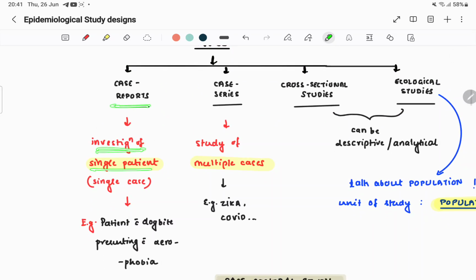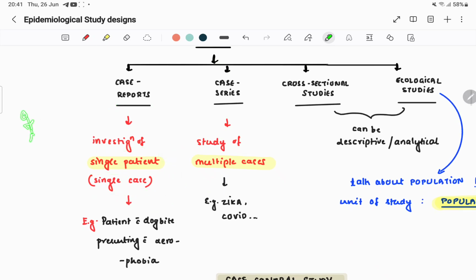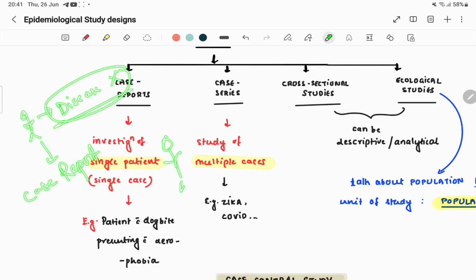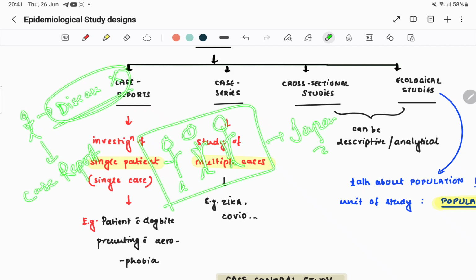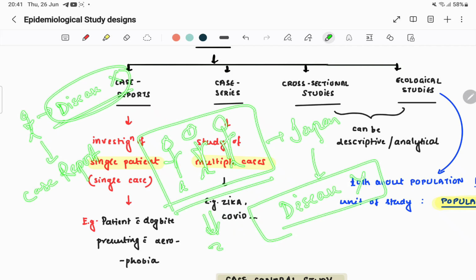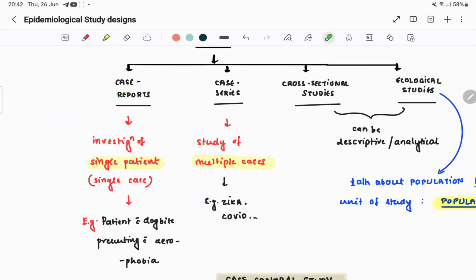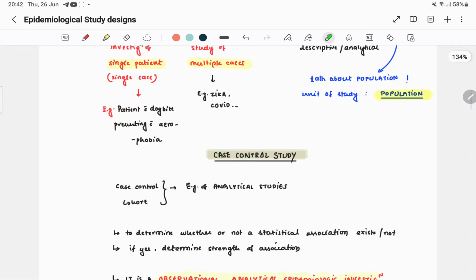Case report is basically investigation of a single patient, a single case. Talking about a single case. Let's say one person is suffering from a disease, which is disease X. We are studying the person, so we are studying a case report. Let's say 3 persons came from Japan, and in India they are detected to have a disease Y. So we are talking about 3 persons. This is a case series. COVID was a case series. Understood? Cross-sectional and ecological, we'll discuss.